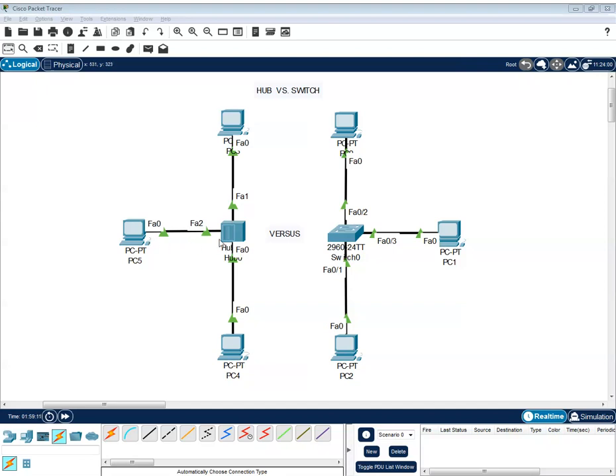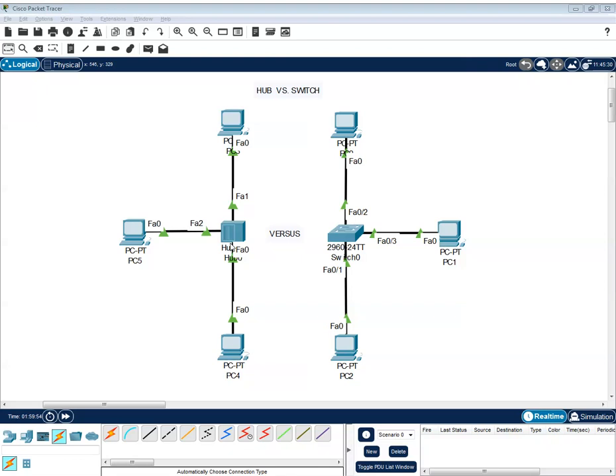Let's say, for example, if this computer wants to communicate with this computer, what this hub will do is send the data to all of the computers that are connected to this hub. Even if it's not for them, the data will be sent to them. The computers not intended to receive the data will of course reject it. But what I'm trying to tell is the hub is sending the packets to all of the computers connected to its interface, even if it's not for them. And that is not good.